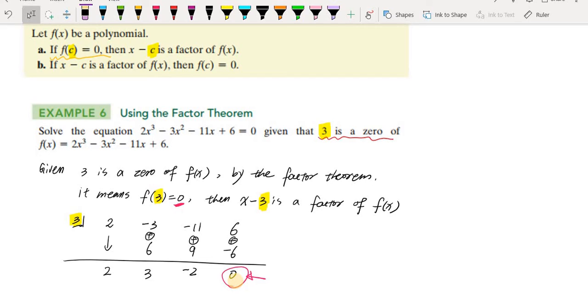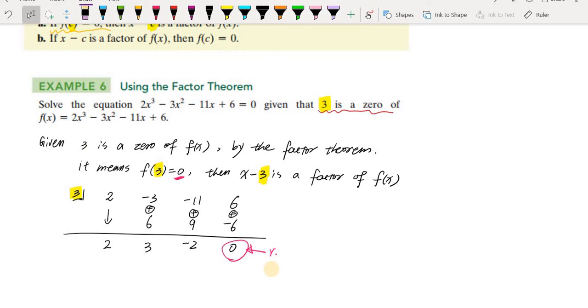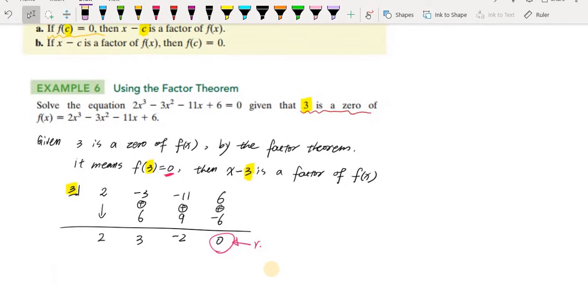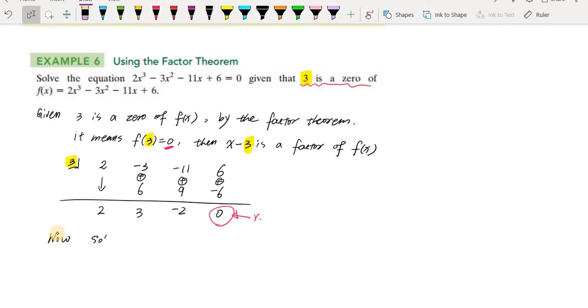Okay, so if you did this correctly, the remainder you should get right here is 0. You're given that 3 is a 0 of your function, so that means your remainder must be 0. If you get 3 or something else, there must be a mistake somewhere, so go back and check it. Okay, all right. So once we have this, now we're going to solve this equation. I'm going to write it down: 2x to the third power minus 3x squared. I'm just copying down this part. Minus 11x plus 6 equals 0. So now we're going to solve this.